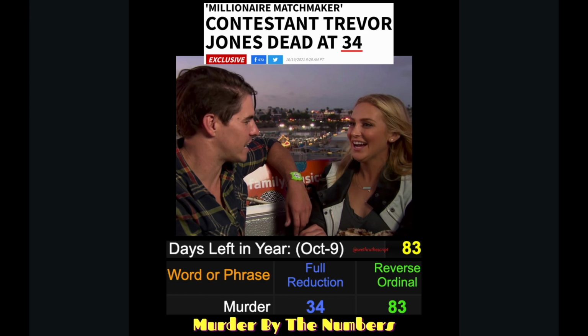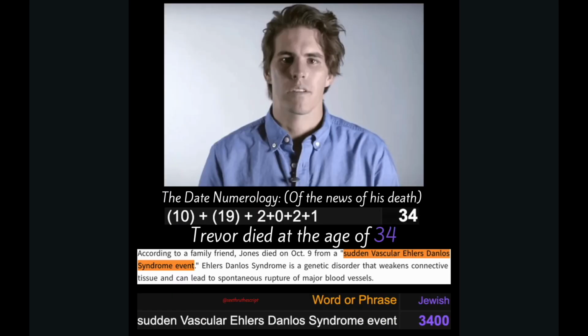Now you can see here the date numerology of the news of his death. So when they announced it, which was about 10 days later, that has lesser numerology, my apologies, of 34. And again, Trevor died at the age of 34. And according to a family friend, Jones died on October 9th from a sudden vascular Ehlers-Danlos syndrome event. So Ehlers-Danlos syndrome is a genetic disorder that weakens connective tissue and can lead to spontaneous rupture of major blood vessels. So notice here that phrase in the orange, at which a family friend stated Jones died from, has that Gematria value of 3,400 in the Jewish cipher.